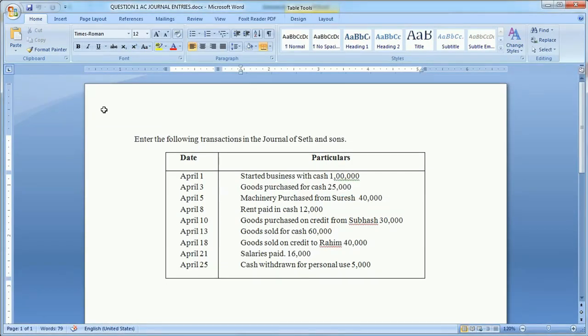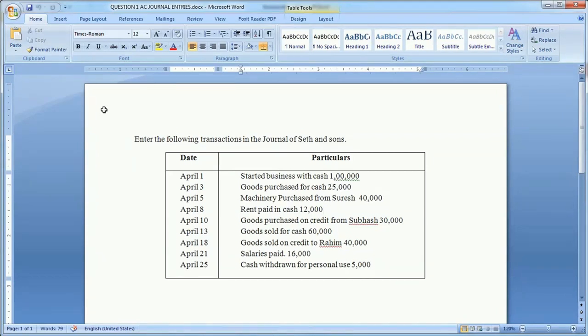First is the April 1st: started business with the cash of rupees 1 lakh. Now the two accounts which are coming under this entry are the capital account of business and the cash. So Messrs. Seth and Sons have started their business with the cash of rupees 1 lakh. They have brought this cash into the business. Each and every transaction will have impact on two accounts. Here the two accounts are, one is the cash account and second is the capital account. So cash is coming in the business and capital is getting raised.